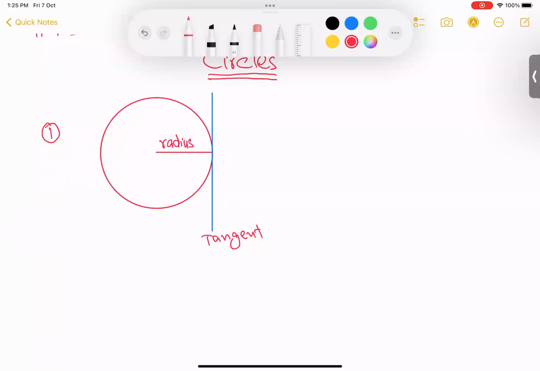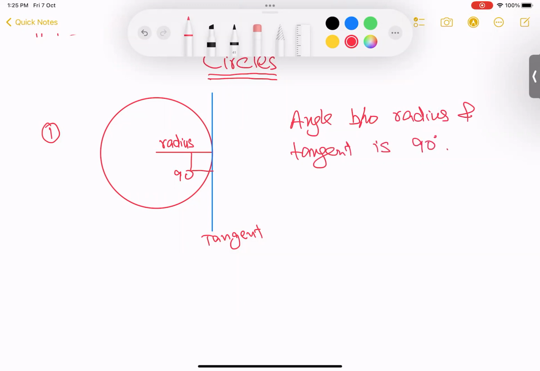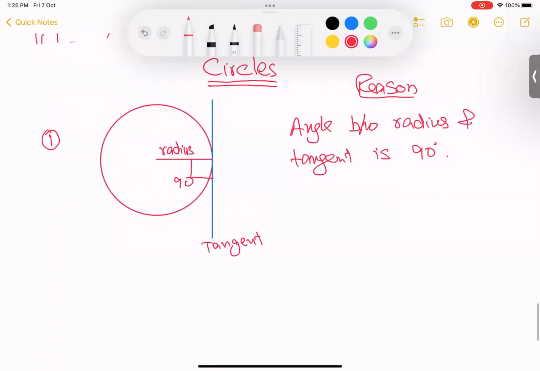The angle between radius and tangent is always 90 degrees. How to write it? Angle between radius and tangent is right angle or 90 degrees, same thing. This is the reason. Sometimes he asks for a reason, so the reason is here. He will ask you sometimes, sometimes not. At the same time I'll show you examples.